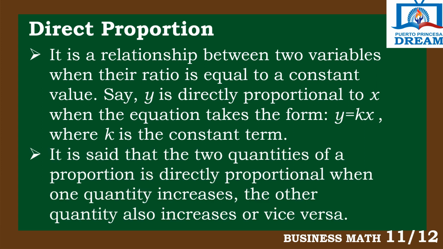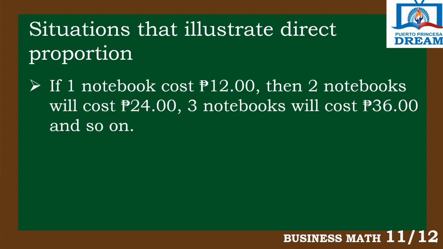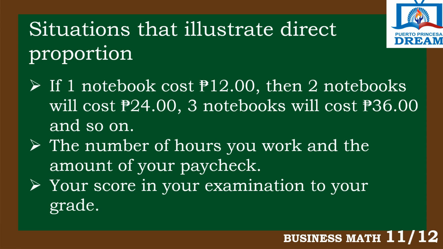It is said that the two quantities of a proportion are directly proportional when one quantity increases, the other quantity also increases, or vice versa. Situations that illustrate direct proportion. If one notebook costs 12 pesos, then 2 notebooks will cost 24 pesos, 3 notebooks will cost 36 pesos, and so on. The number of hours you work and the amount of your paycheck. Your score in your examination to your grade.